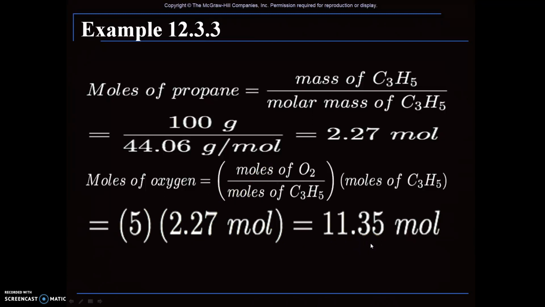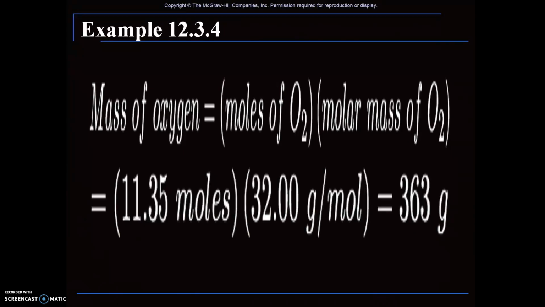So if we take 1 mole of propane, it needs 5 moles of oxygen. So here, since we are taking 2.27 moles, we need 11.35 moles of oxygen to burn that 100 grams of propane. Since we just know the answer in moles, we need to find out how many grams that is if we want the mass. So moles of oxygen, which is 11.35, and each mole of oxygen is 32 grams. If you multiply these two, then for each 100 grams of propane, we need to add 363 grams of oxygen to do the complete combustion.